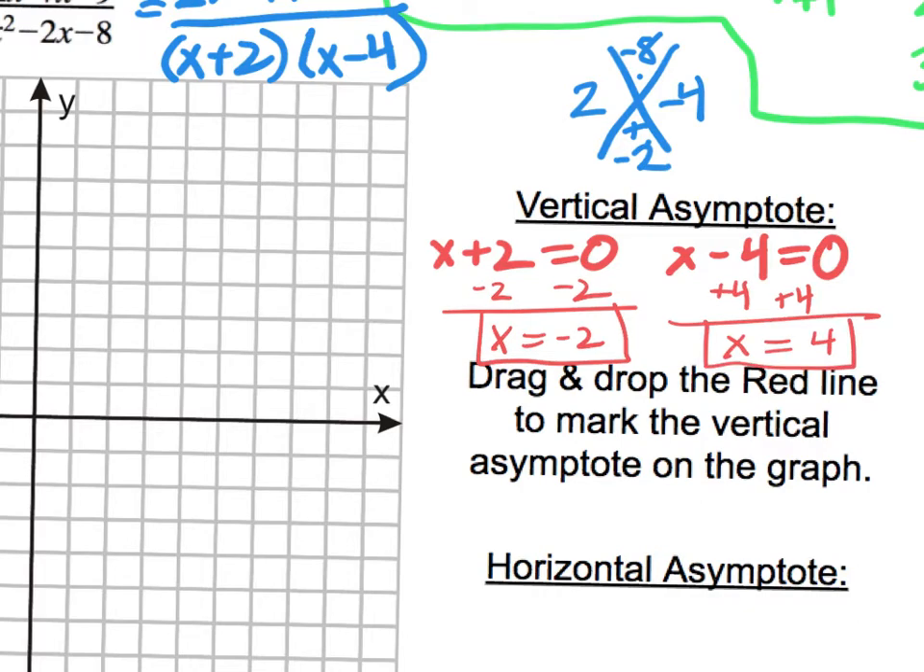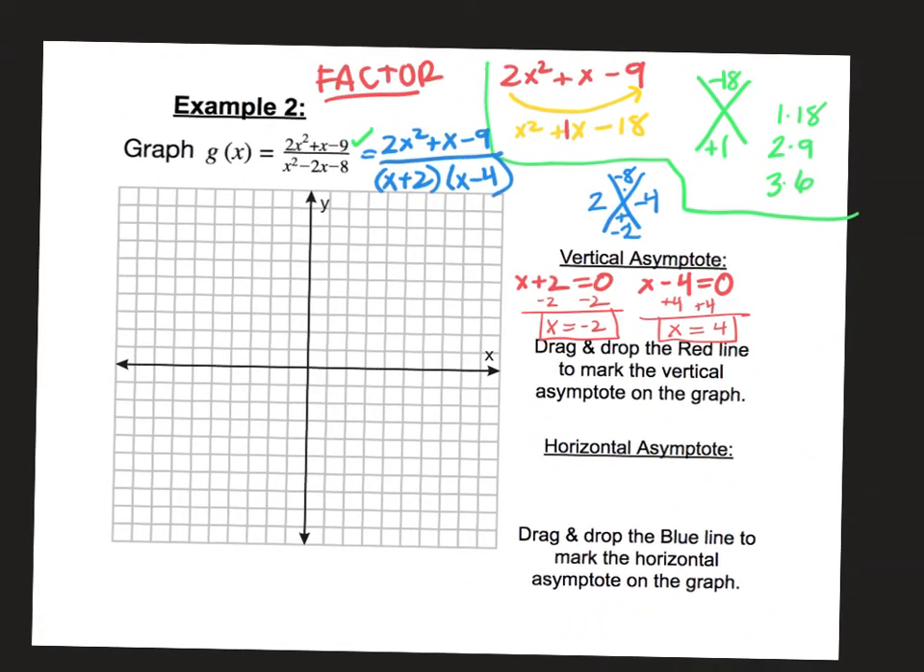Those are my two vertical asymptotes, so we're going to go ahead and draw those in. For my first one, let's go over negative 2, and then we're going to draw our dashed line all the way up and down. My second one, we're going to go over positive 4, so 1, 2, 3, 4, and again draw our dotted line all the way up and all the way down.